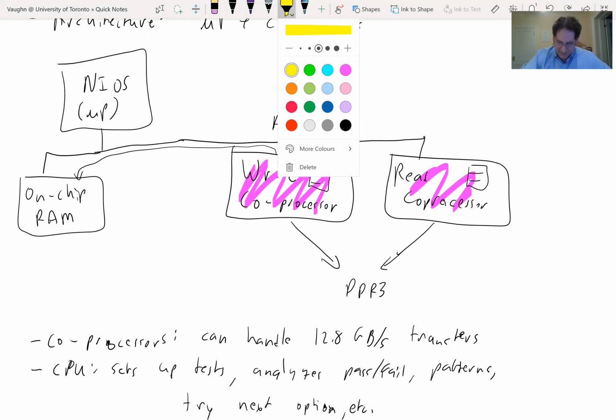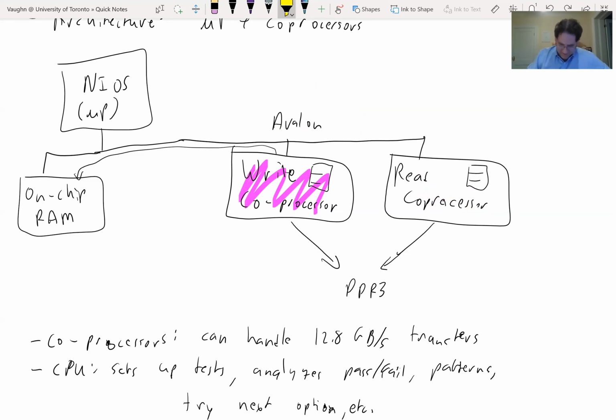Sorry, I'm not going to use that. See if I can actually undo that. I think I'm learning not to use the pink. The pink is not very, yeah, it's hard to read.